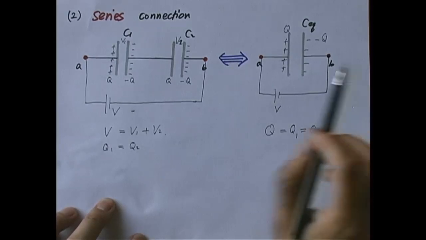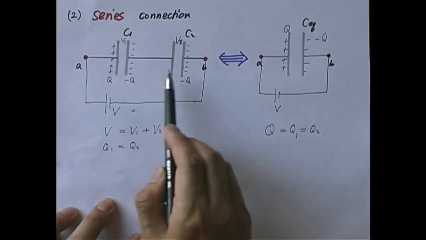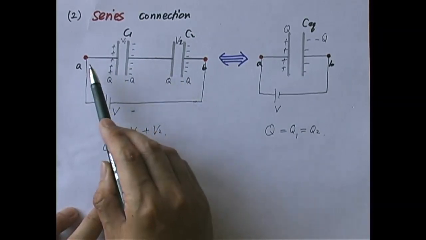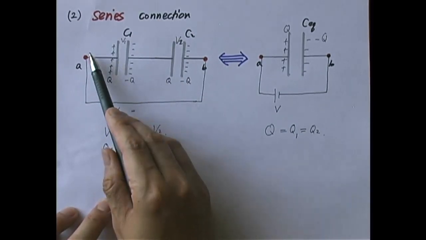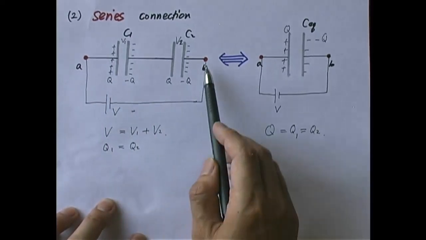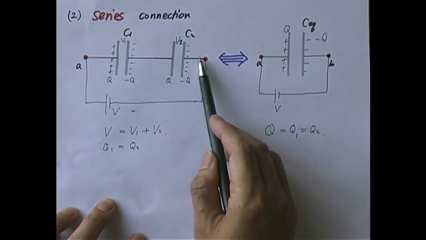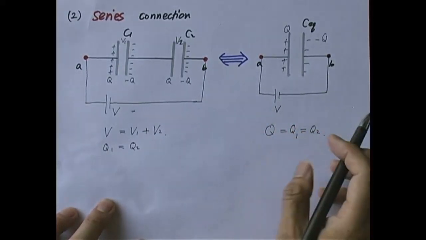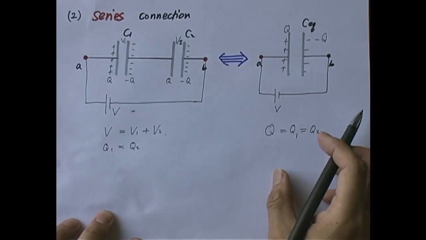Because unlike the previous case, this Q and that Q, they're not linked to the same potential difference. The only charge that's directly connected to the positive terminal of the battery is this Q. And the only charge directly connected to the negative terminal of the battery is that Q. You don't add them up. Okay, with this knowledge, we are now able to find the equivalent resistance.